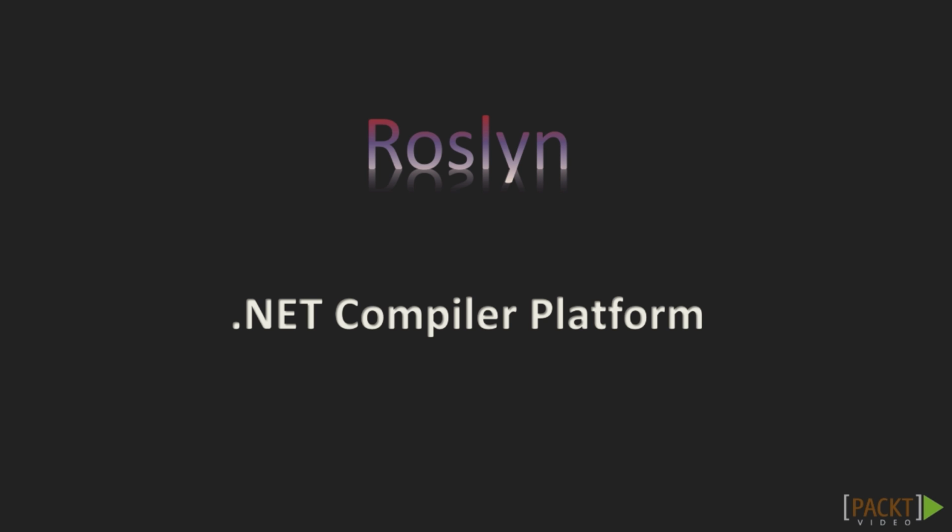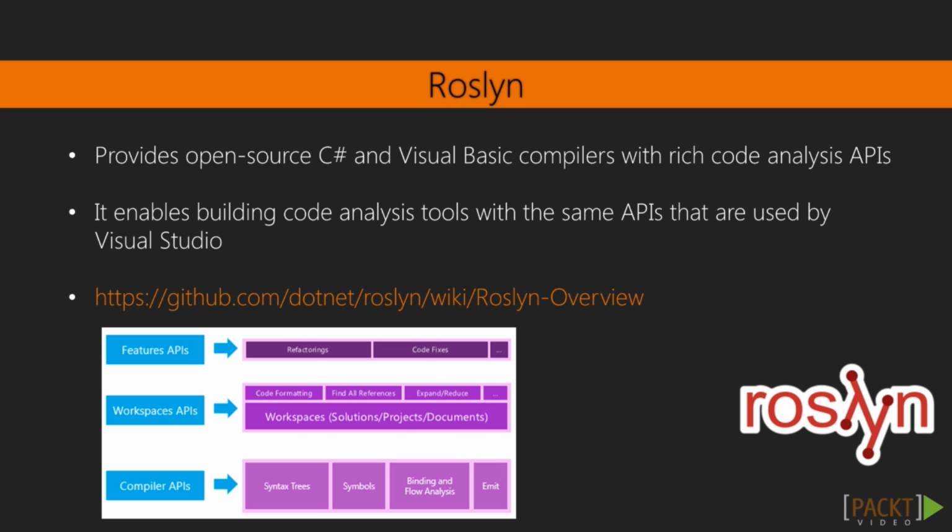There's also a new compiler platform, and it's by the name of Roslyn. Roslyn provides an open source C# and Visual Basic compiler which has rich code analysis APIs. It basically enables code analysis tools with the same APIs that are used by Visual Studio. So if you were coding and needed to be able to leverage the ability to use IntelliSense in your code, this would allow you the API to do that. So there's actually several sections to the APIs. There's one specific for features, there's one for the workspace, and there's one specific to the compiler. And you can dig in a little bit deeper on GitHub because it's open source.